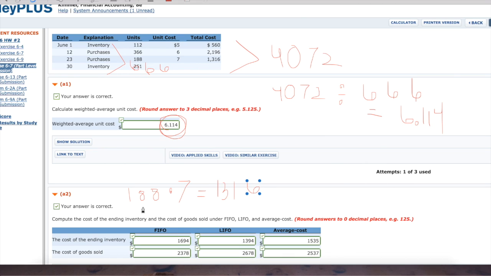And next we're going to take the difference between the units on June 30th and June 23rd, which is 63. And we're going to multiply that by 6, which is the unit cost from the 12th. And that is going to bring us to 378. And to get the cost of the ending inventory, we're just going to add these two numbers together, which will bring us to 1,694.